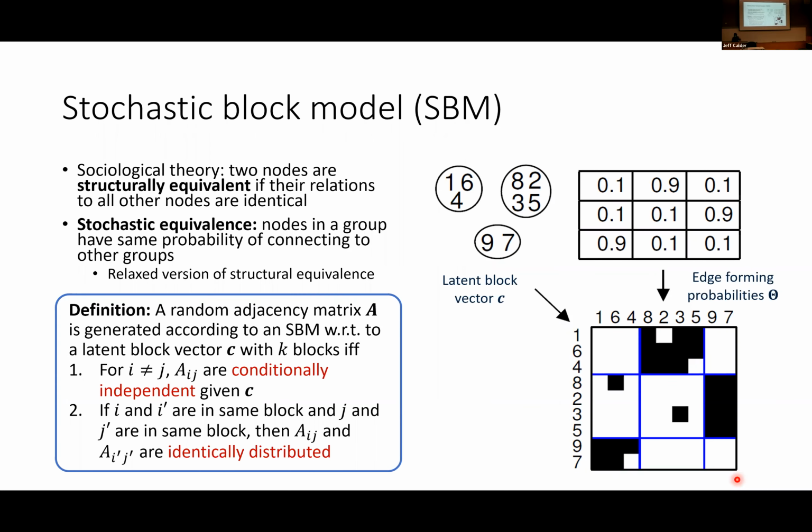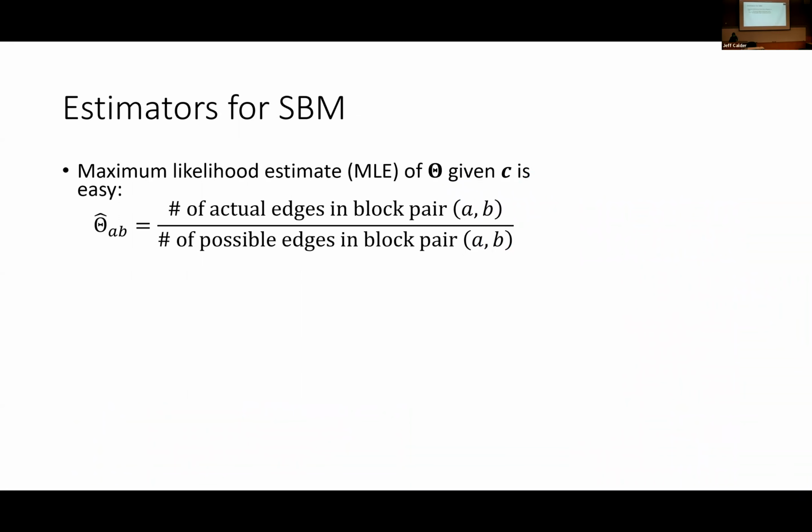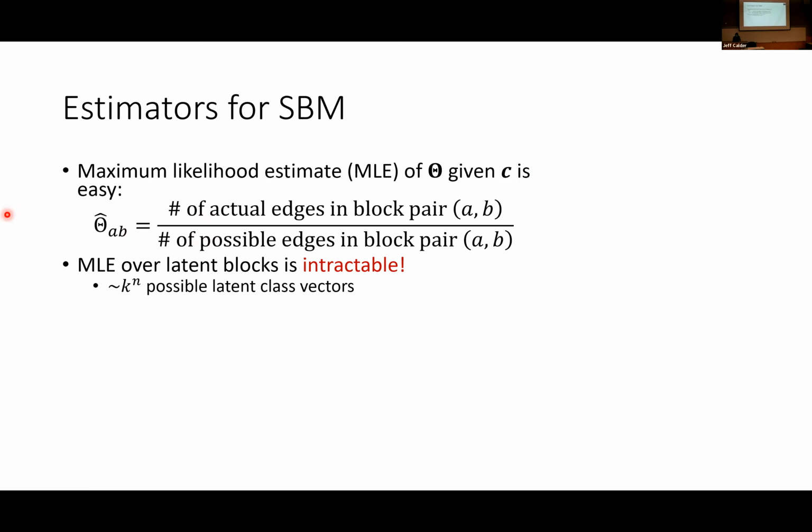Now, in practice, you don't know the latent block vector, you don't know the edge forming probabilities. All you observe is the adjacency matrix, and not even in this permuted form, right? This is permuted to show the blocks. And so you need to find a way to estimate these from that adjacency matrix. And the typical approach, so if you know already the blocks, it's pretty easy. The maximum likelihood estimate of the probability of forming edges is just the number of actual edges in that block pair divided by the number of possible edges. And that's assuming you know the block memberships already.